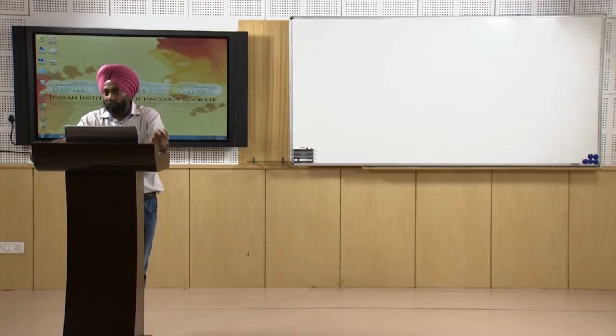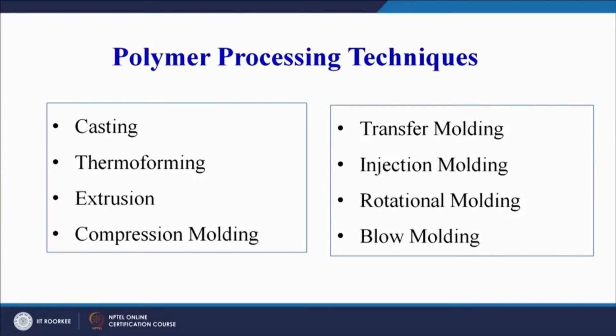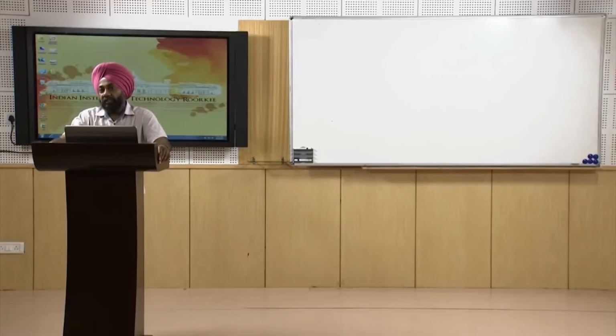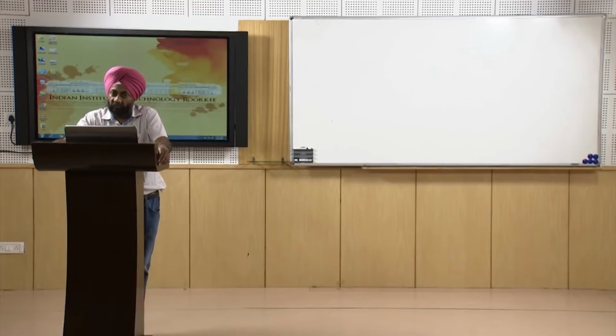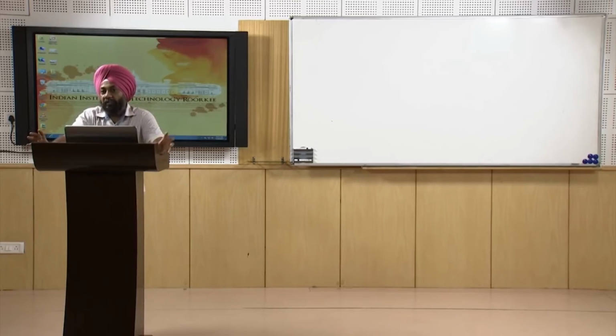But from a processing point of view, as our course is on processing of polymers and polymer composites, on your screen you can see the processes that we have already covered. We have covered casting, thermoforming, extrusion, compression molding, transfer molding, injection molding, rotational molding and blow molding. So at least 8 different types of processes have been covered for the processing of polymers, and if the learners pay attention to what has been covered, at least some fundamental knowledge related to plastics has been developed, specifically related to the processing of plastics.